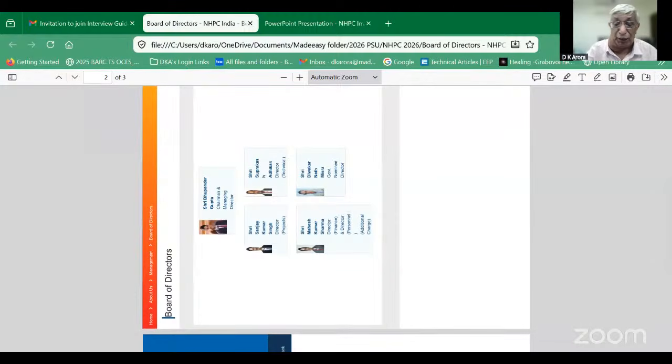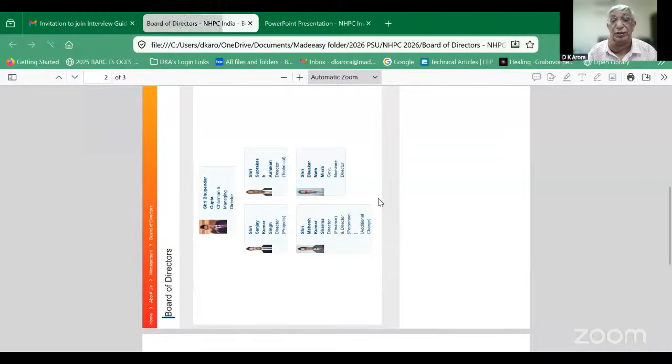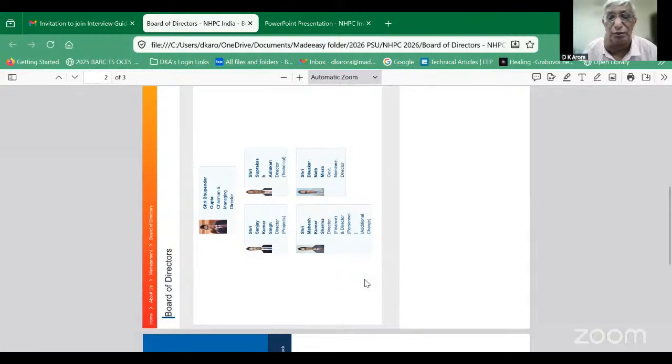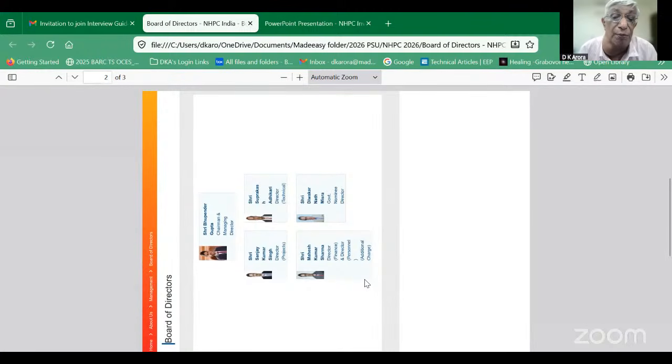The list of board of directors. Let me see if it gets rotated. No, it's not getting rotated. Doesn't matter. The name of the chairman and managing director is Mr. Bhupender Gupta. This is the name which you have to remember. This is a name which you have to remember.